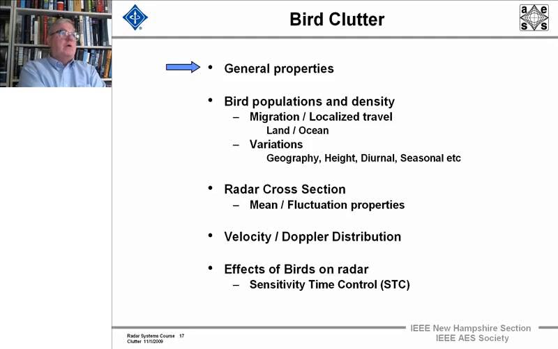And I'll point out along the way, as we look at these, that birds have so many different issues that come into play. It's a curse of dimensionality. Are they migrating, or is it localized travel? Is it land or ocean? They vary with geography, height, time of day, season, velocity distributions, and how they affect different waveforms with the ambiguity resolution, things like that. So birds are a very important topic.